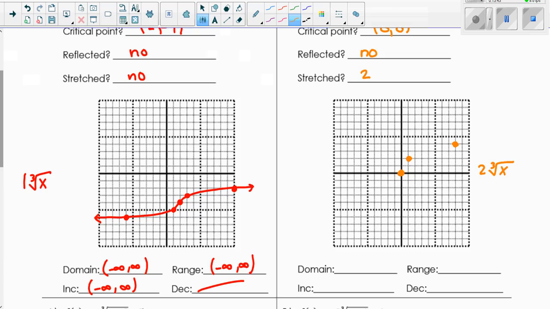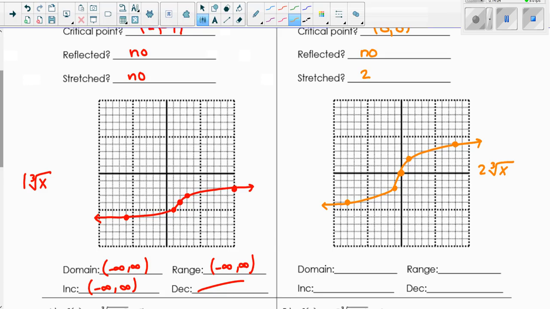Okay, and then knowing that right and left are opposite, if I move right 1 and up 2, I'm going to move left 1 and down 2. And if I move right 8 and up 4, I'm going to move left 8 and down 4. And then here's my function. Stretched by a factor of 2.